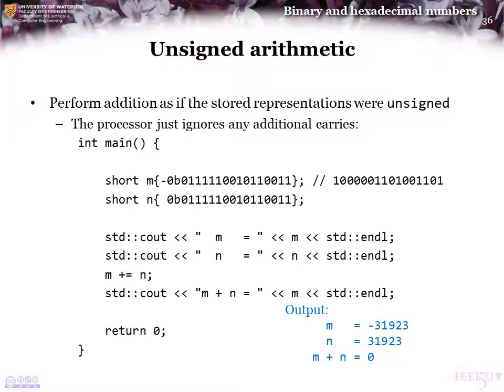Now, what happens if we add a number to itself negated? Well, 5 plus negative 5 should equal 0. Let's see if that works. Here, m is assigned the same value as n, but negated. So m is storing the value of n, but its 2's complement representation. Notice that when we execute this program, the sum is 0.